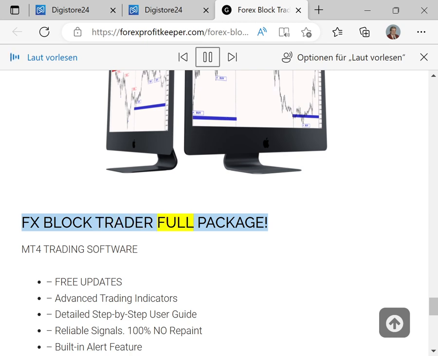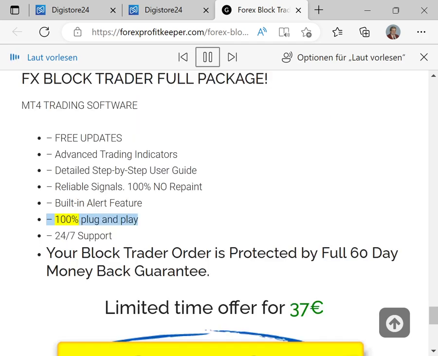FX Block Trader Full Package. MT4 trading software. Free updates. Advanced trading indicators. Detailed step-by-step user guide. Reliable signals. 100% no repaint. Built-in alert feature. 100% plug and play.